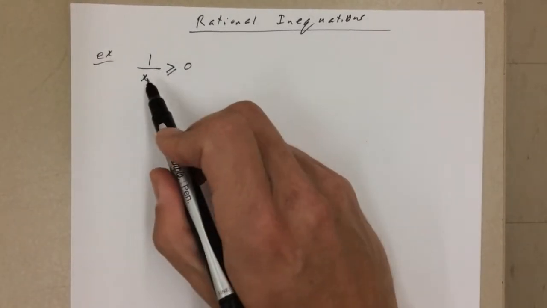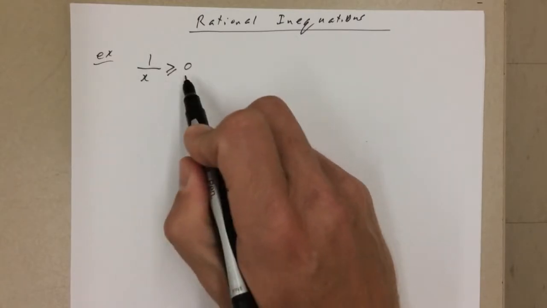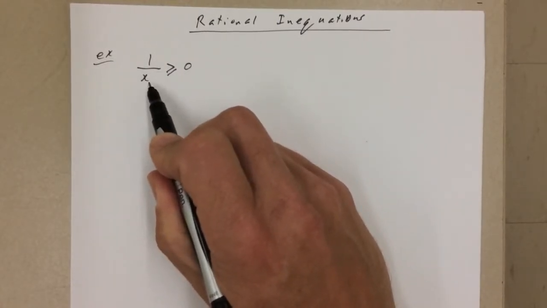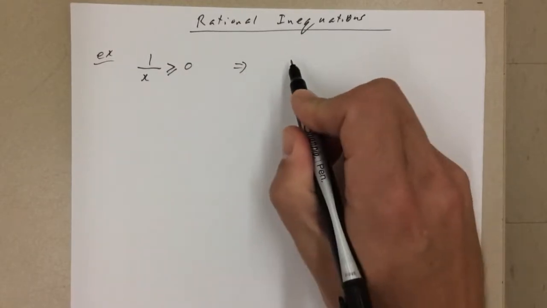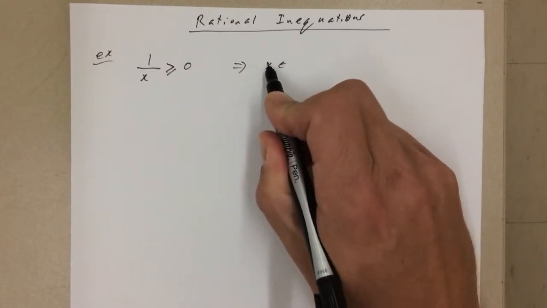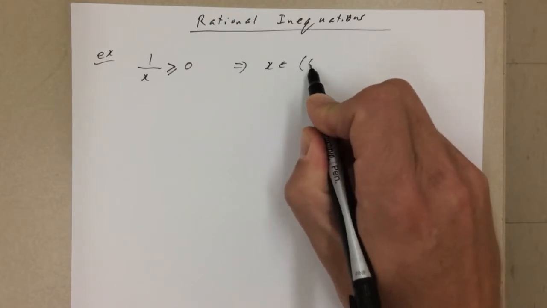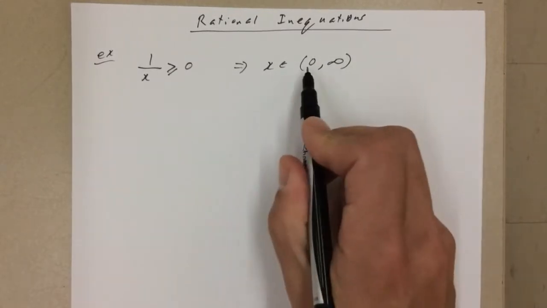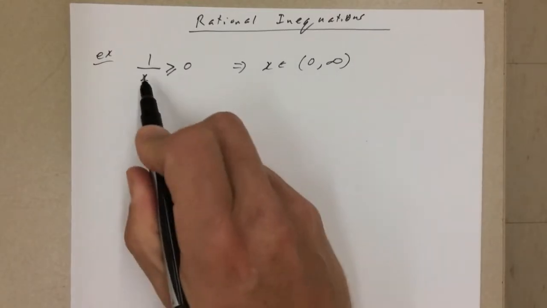So in this case, when x is greater than 0, this is true. But it'll never be equal to 0, so we can't include x equal to 0. So that implies that x is contained in the set from 0 to infinity. Okay? But it doesn't include 0 because this is undefined for that.